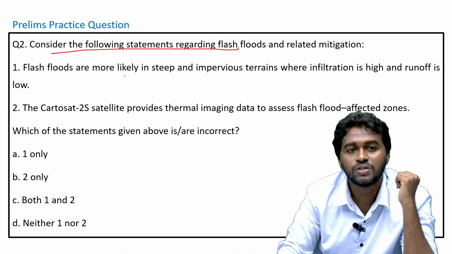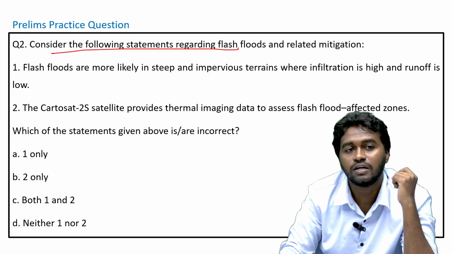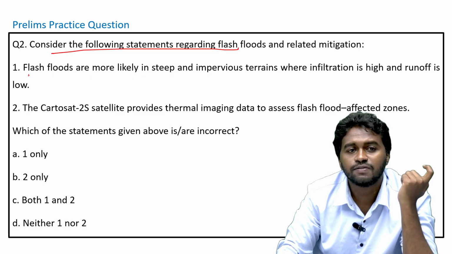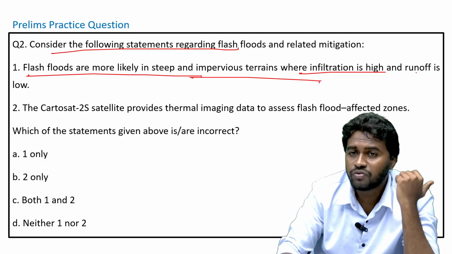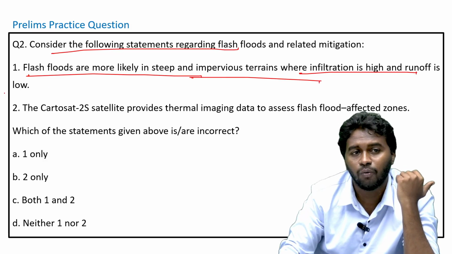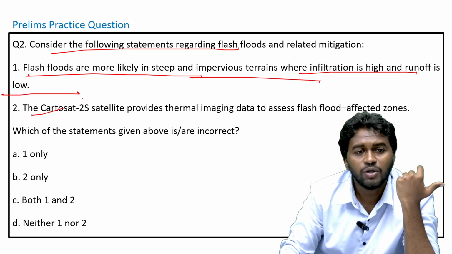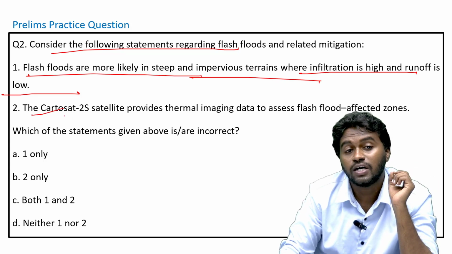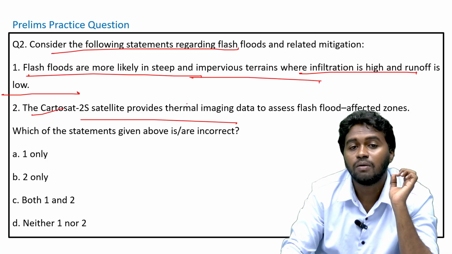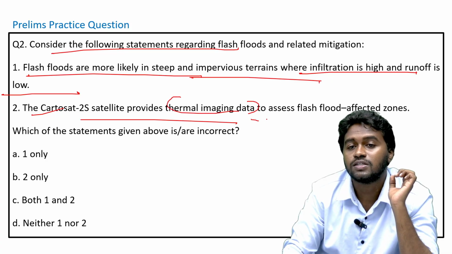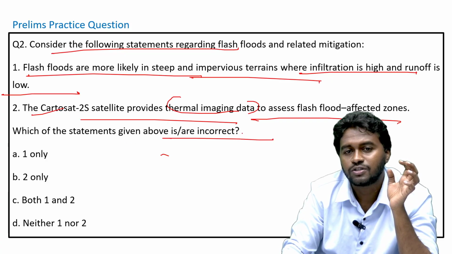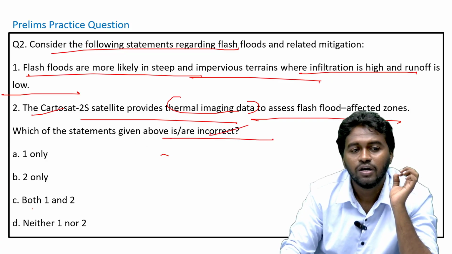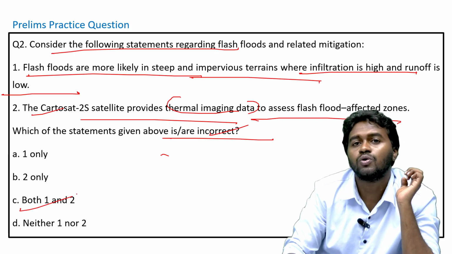Consider the following statements regarding flash flood and related mitigation. Statement 1, flash floods are more likely in steep and impervious terrains where infiltration is high and the runoff is low. And statement 2, the Cartosat 2S satellite provides thermal imaging data to assess flash flood affected zones. Which of the above statements is or are incorrect? So they are asking for the incorrect statement. Here the correct answer is option C, both 1 and 2.